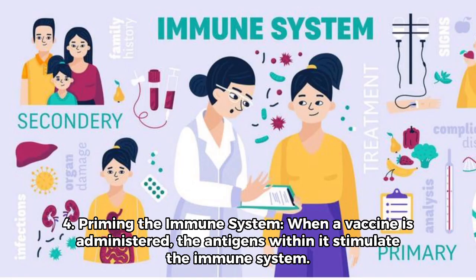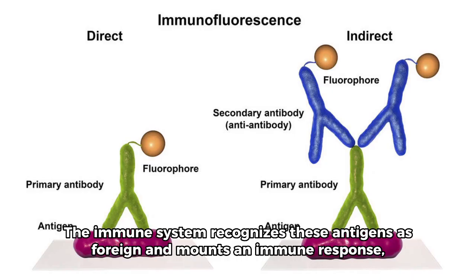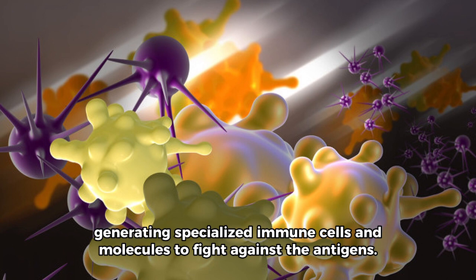4. Priming the immune system. When a vaccine is administered, the antigens within it stimulate the immune system. The immune system recognizes these antigens as foreign and mounts an immune response, generating specialized immune cells and molecules to fight against the antigens.